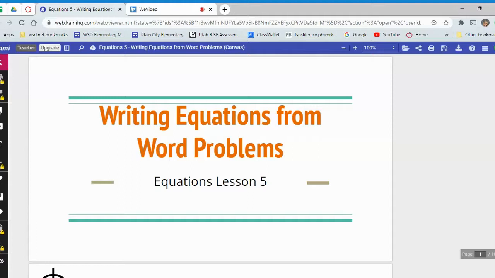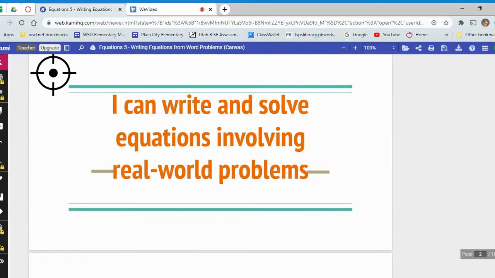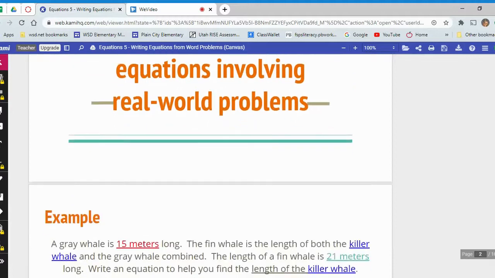And this lesson is called Writing Equations from Word Problems. Our learning target for today is I can write and solve equations involving real-world problems. So in Equations Lesson 4, you wrote equations from sentences. This is going to get into more of those real-world problems that we could see.